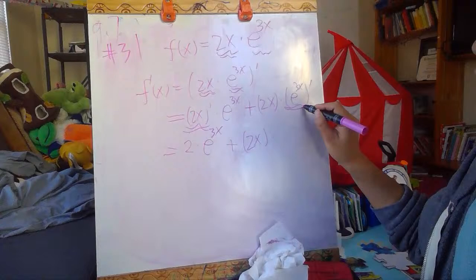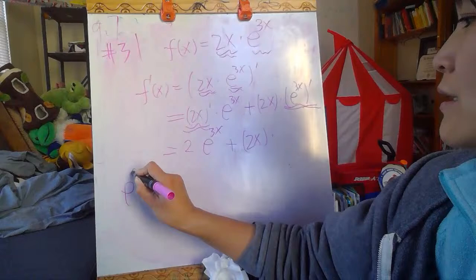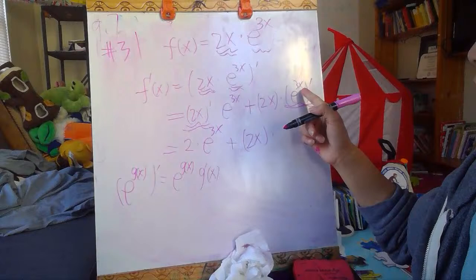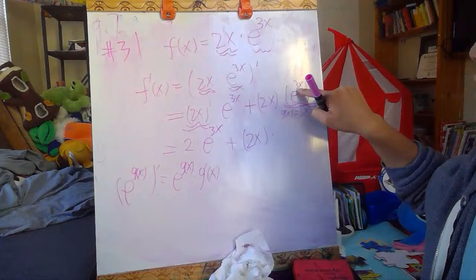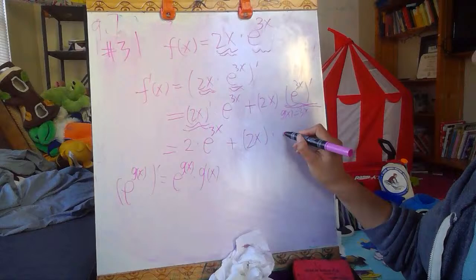Here, the derivative is not e to 3x. Here, we need to use this formula. You need to be careful here. I write it down here: e to g of x, prime, equals e to g of x times g prime of x. Here, g of x is 3x. So the derivative of e to 3x equals e to 3x times 3x prime.